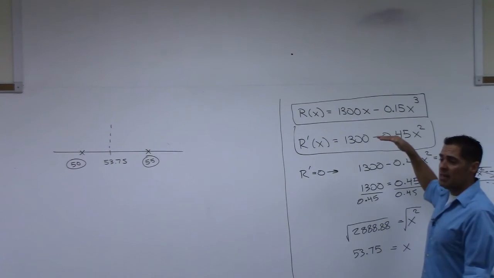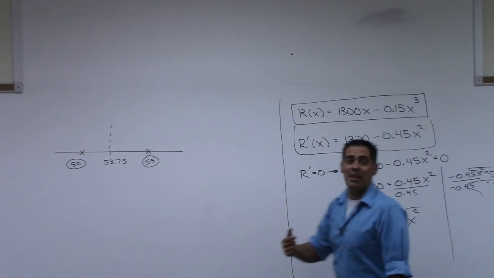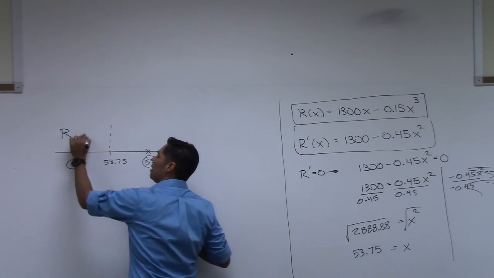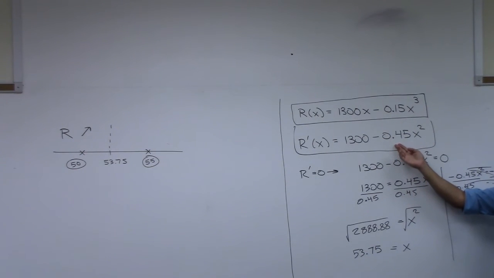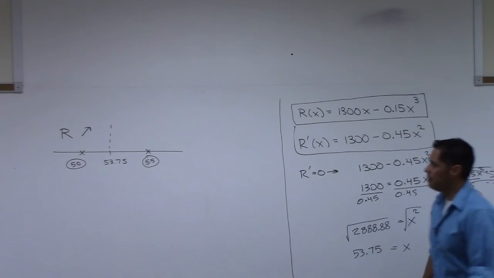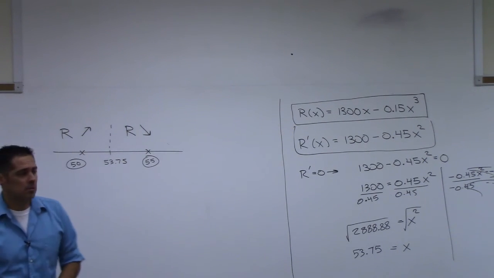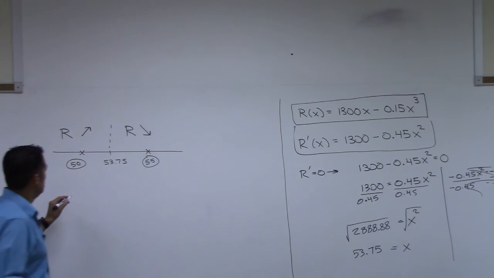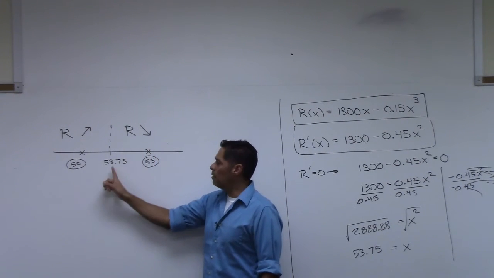Okay, so plugging 50 into the first derivative, we get a positive answer, right? And what does that tell me about my revenue function over here? It's increasing, right? Okay, and now we plug 55 into the derivative. And you do all that, and do you get a negative? You should get a negative. And that means my revenue is going down. What does that mean? It means that it makes more than 53.75. Well, I'm not losing money necessarily. It's just my revenue is not as high as it would be if I were here, right?